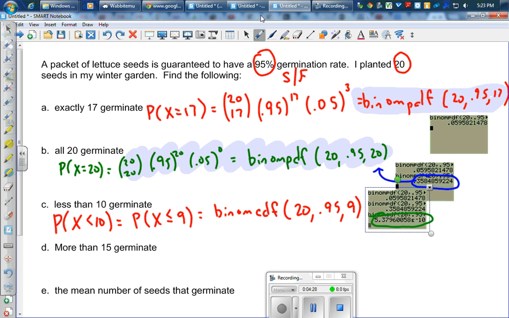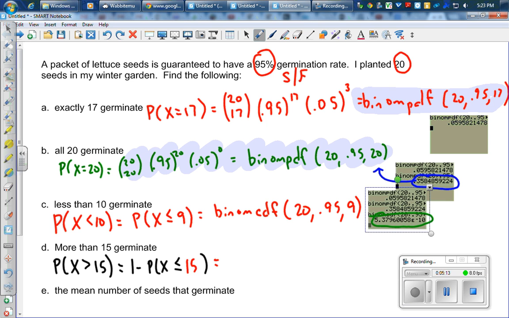More than 15 germinate. The probability that the number that germinate is bigger than 15. Now since it's bigger than, I need to do a cumulative because it's got an inequality, but since that inequality is greater than, I've got to do a complement as well. The question is, what number goes right here? If I look over here on this side, I'm not including 15, which means that I need to include the 15 right here. So that's got to be a 15.